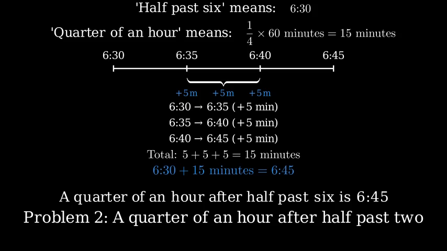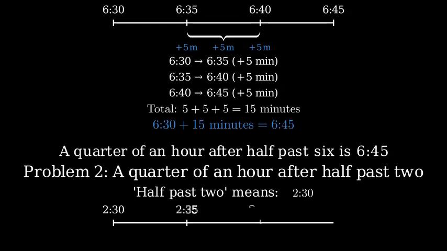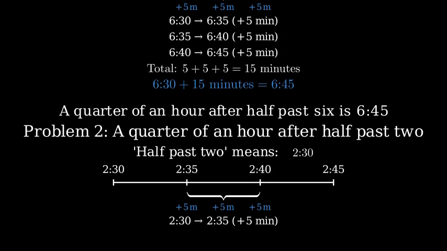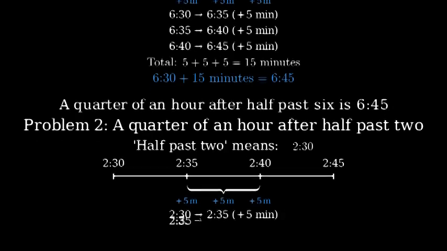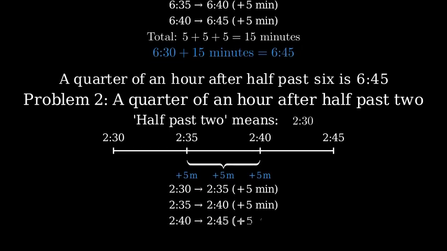Just like before, 2:30 means 2:30, and a quarter of an hour is 15 minutes. Let's create another timeline to solve this problem. We start at 2:30. From 2:30, we go to 2:35. That's our first 5-minute jump. Then, from 2:35, we go to 2:40. That's our second 5-minute jump. Finally, from 2:40, we go to 2:45. That's our third 5-minute jump.